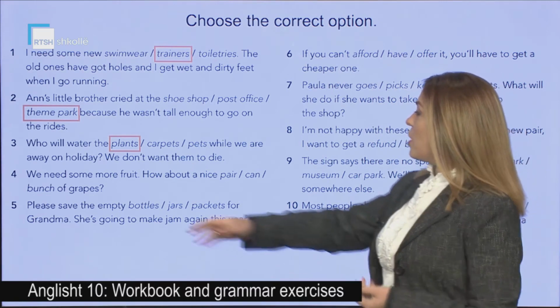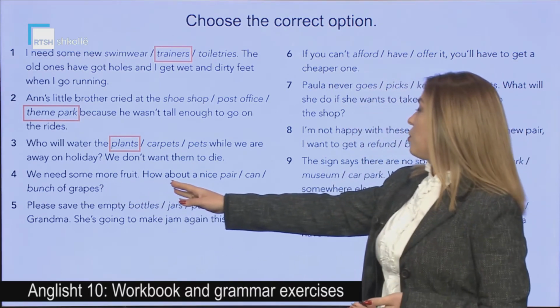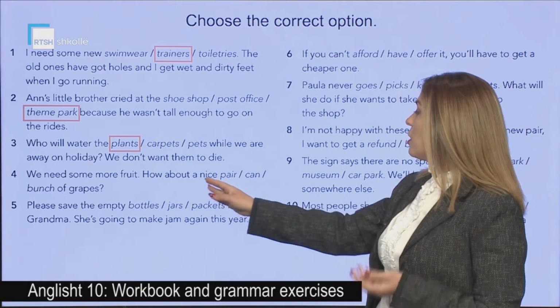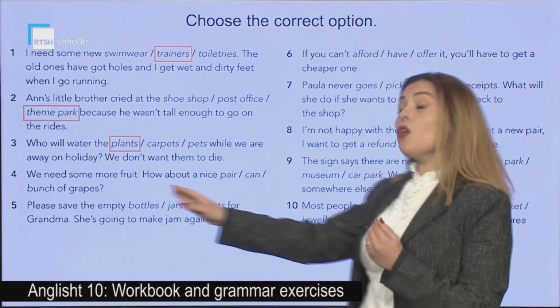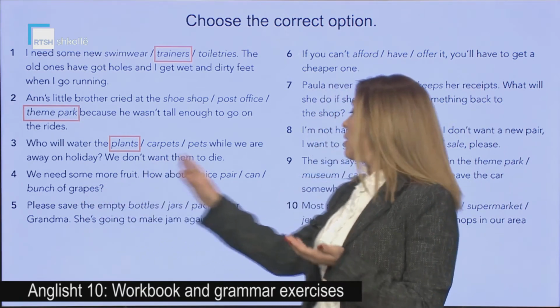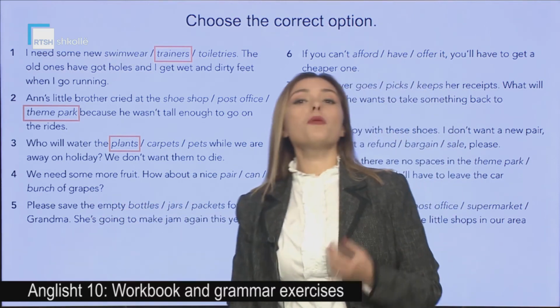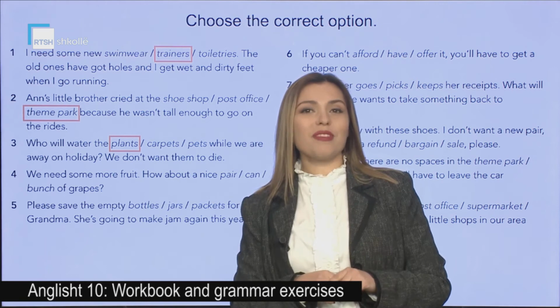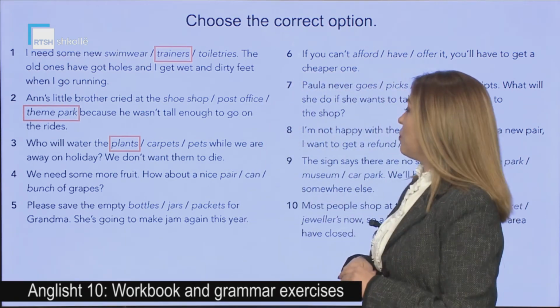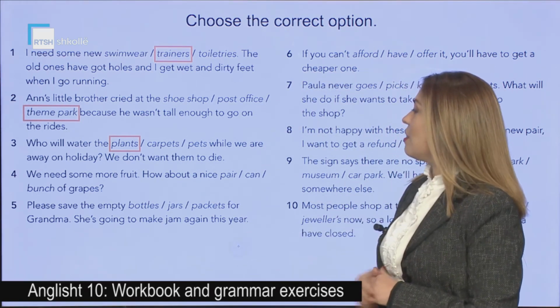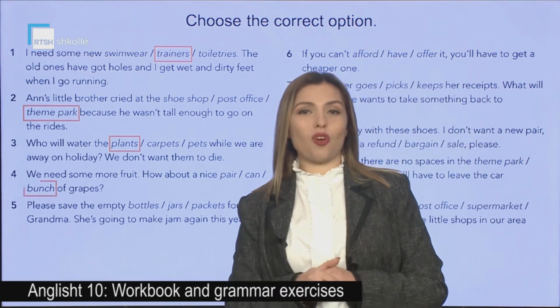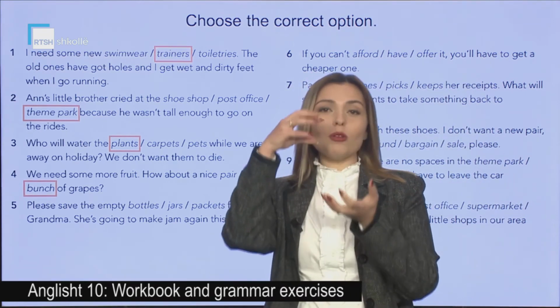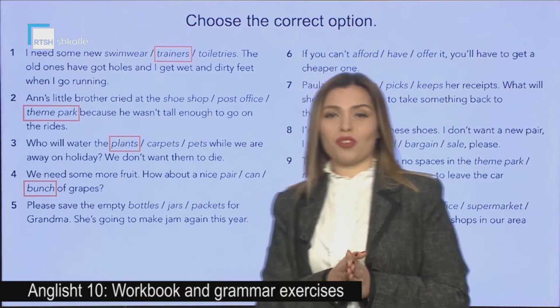Number four: We need some more fruit. How about a pair of grapes, a can of grapes, or a bunch of grapes? When we cut it from the plant itself, this is called a bunch of grapes. So we're talking about a full bunch of grapes.